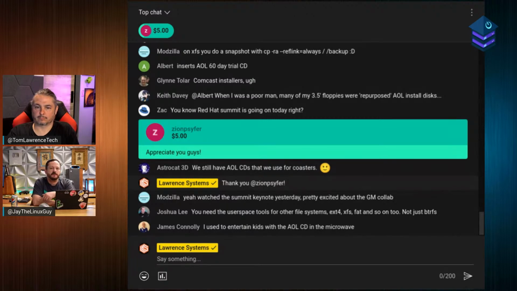Now that doesn't mean that with subvolumes you can't have a boundary. It just means that when you create a subvolume, there is no boundary by default. You can apply a boundary to it. So you could say, for example, I don't want my home subvolume to ever go beyond 100 gig. You could do that.